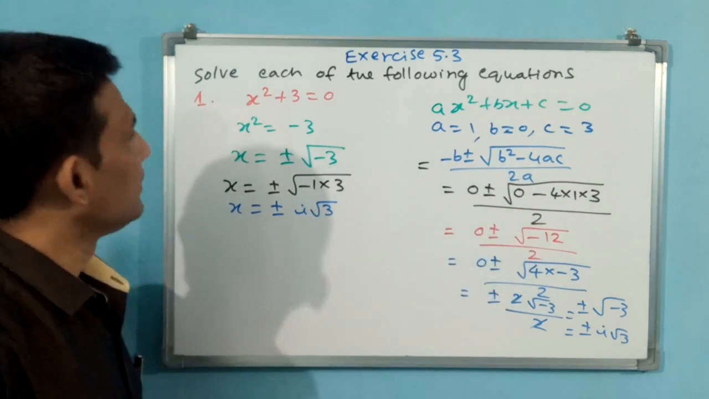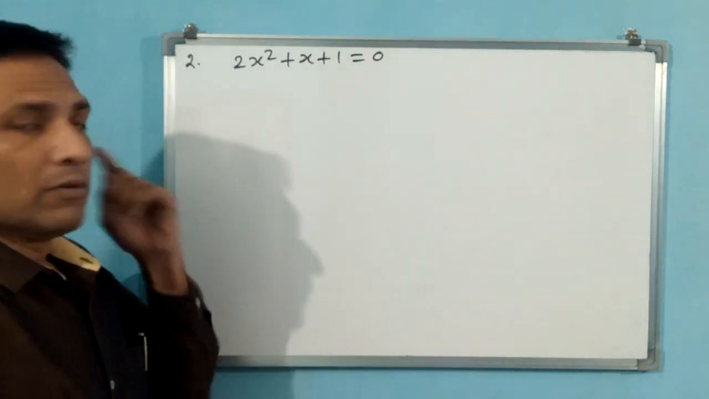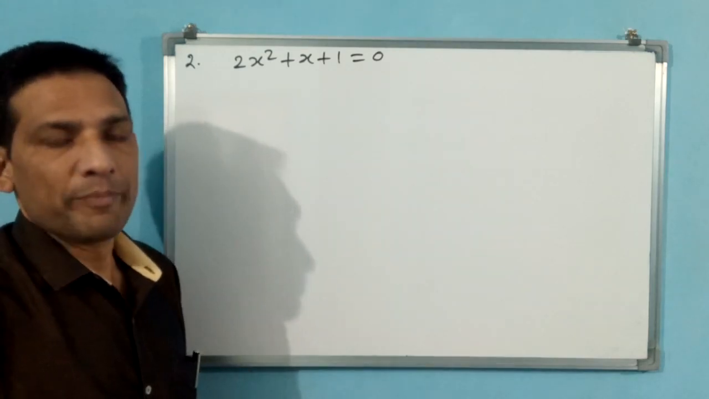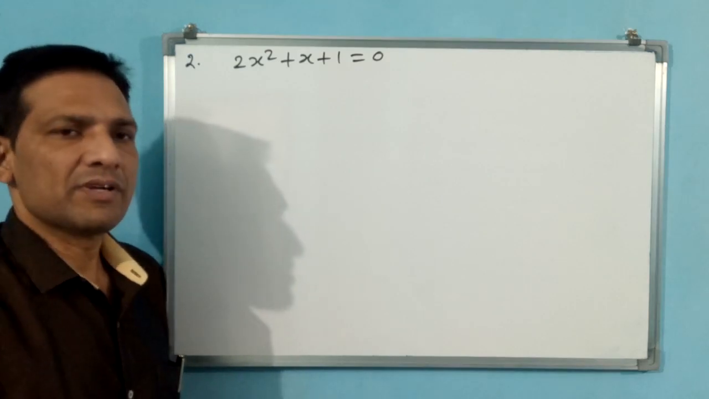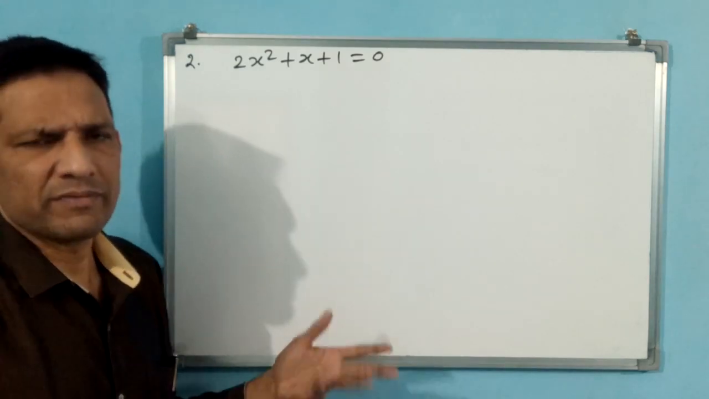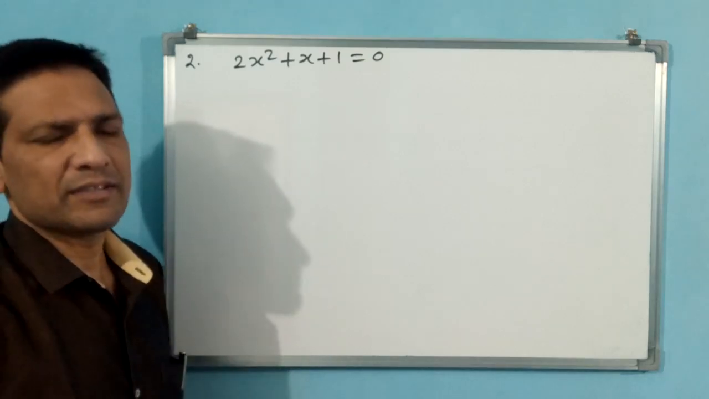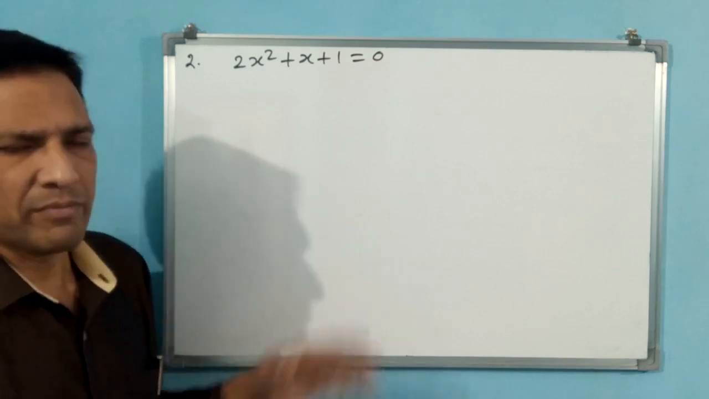Okay. Let us go for the second question. Okay, see, 2x square plus x plus 1 is equal to 0. This is the equation, a quadratic equation. Now we have to solve. That means finally the x value we have to find. The x value, normally in this exercise, this question means the x value will not be a normal real number. It will be a complex number.